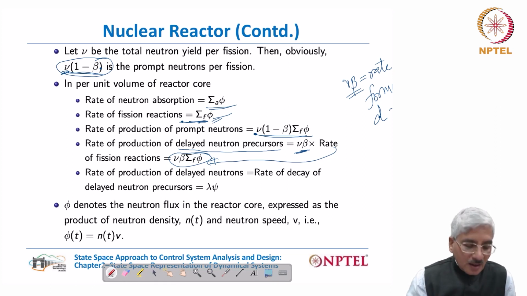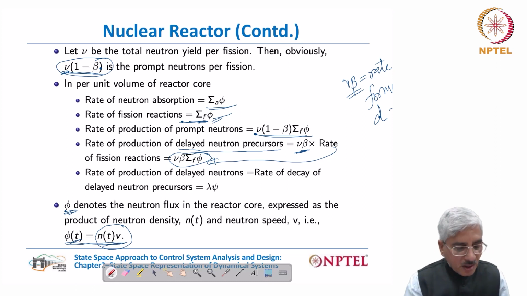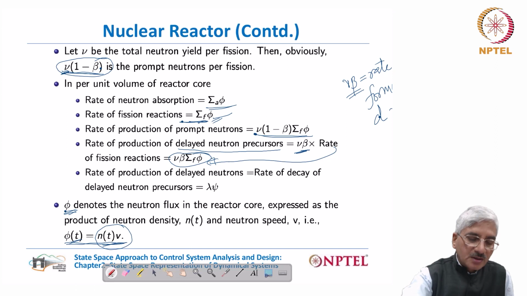And there is another thing, this neutron flux is expressed as product of neutron density and the velocity, Nt into V. Nt is neutrons per cubic centimeter, per unit volume. V is the velocity, meters per second or centimeters per second. So phi t is neutrons per square centimeter per second, which is product of neutron density and velocity, and reactor power is proportional to neutron density.